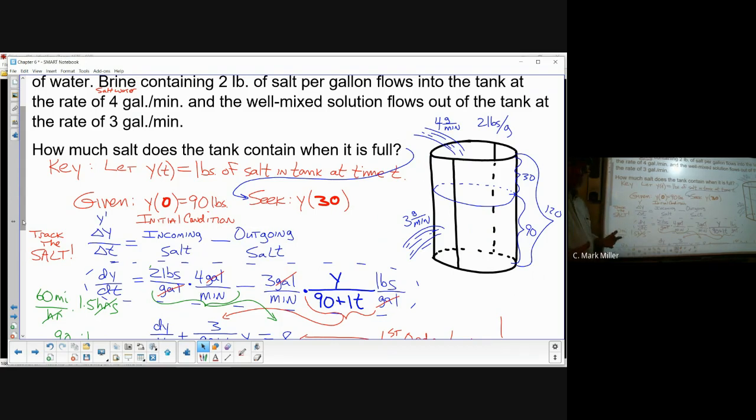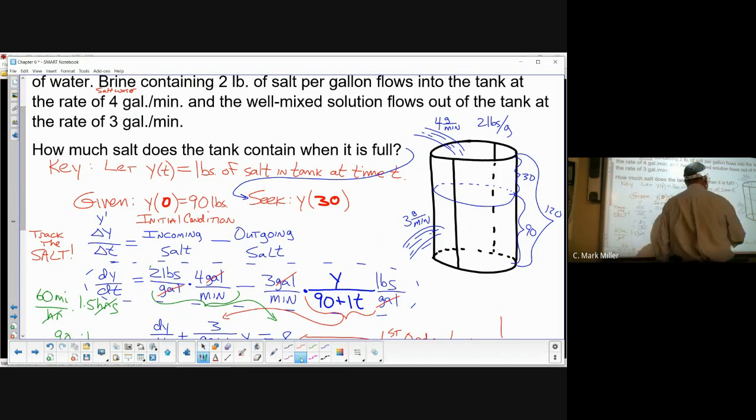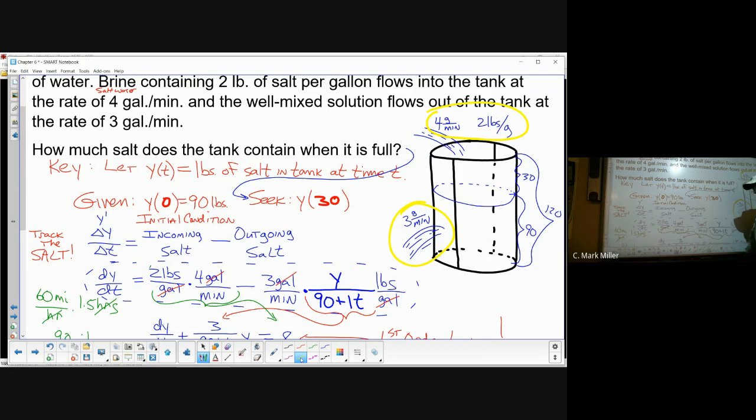When any of these mixture problems, I would tell you, let your variable y be the amount of whatever in the liquid. In this case, it's salt. It could be something else, right? I recommend drawing a little drawing of, in this case, the tank to give you an idea. You have 4 pounds per gallon coming in at a certain rate. You have 3 gallons a minute going out of whatever's in the tank.